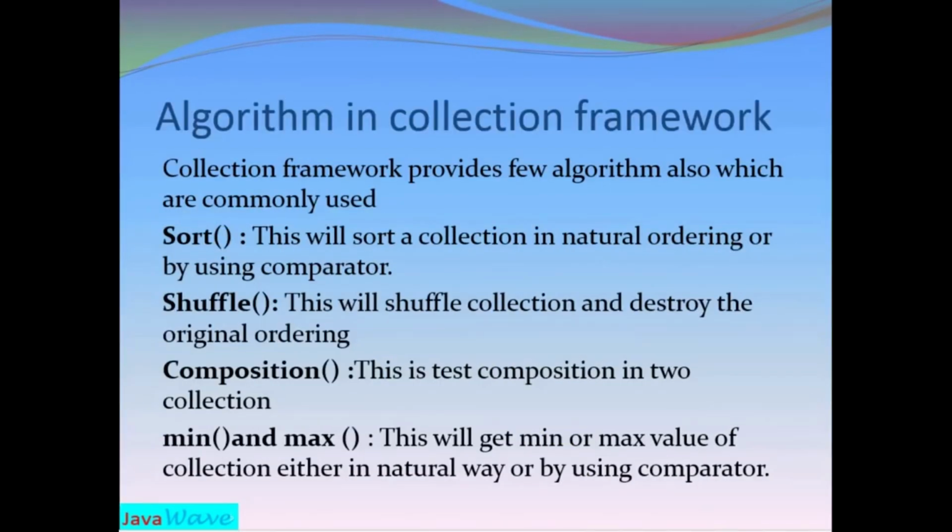Other than these, there are a few algorithms also available in the collection framework, or we can say a few static methods are available in the Collections class, like sort. This will sort a collection in natural order or by using a comparator. Shuffle. This will shuffle a collection and destroy its natural ordering. Composition. This will test composition between two collection objects. And min and max methods. This will get the min and max value of a collection either in a natural way or by using a comparator.